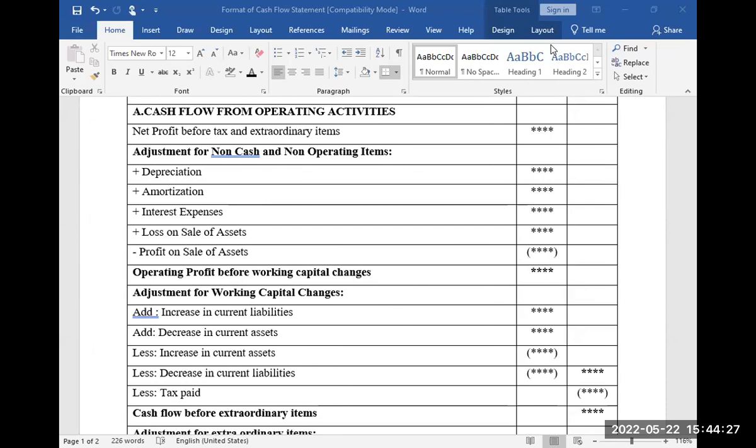Look at this. Increase in current liability and decrease in current asset need to be added with this amount.